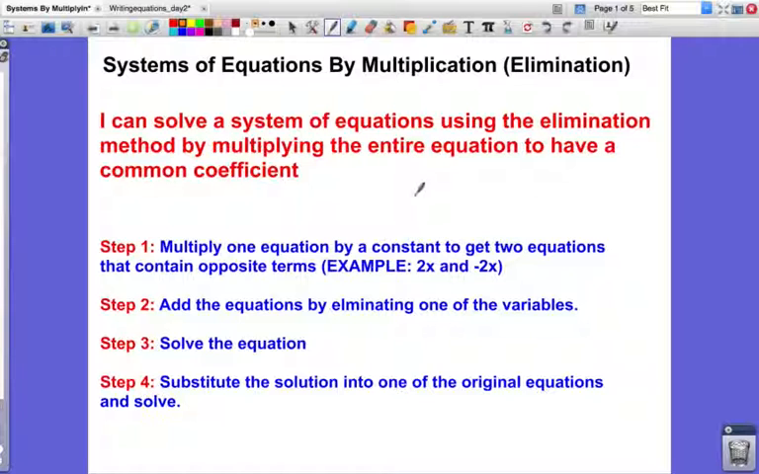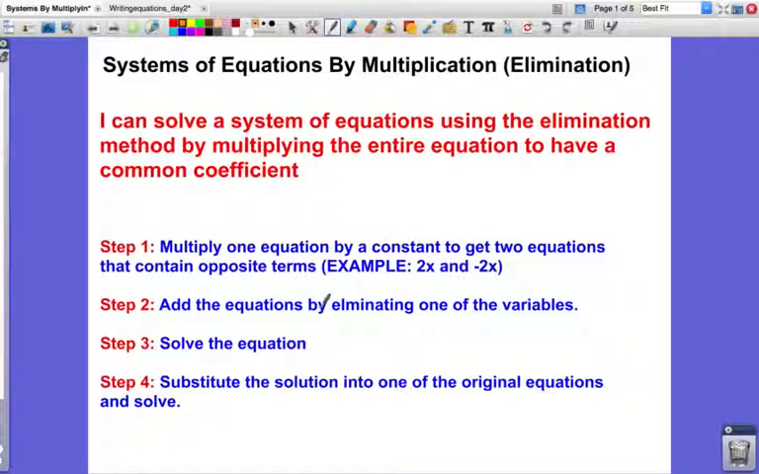We are going to do the video for systems of equations by multiplication, which is also just another form of doing systems of equations by the elimination method. Okay, so if we look here, just like with our past video, we have all the steps for elimination using multiplication. The only difference really is this first step, step 1 right here.